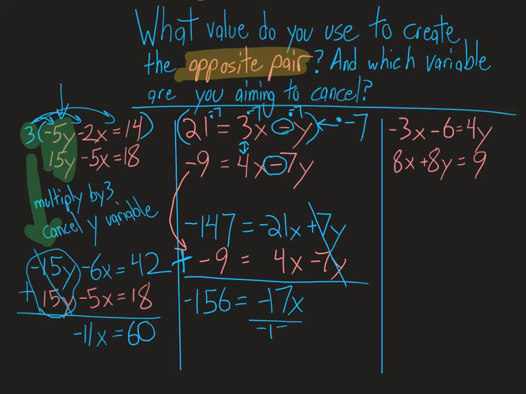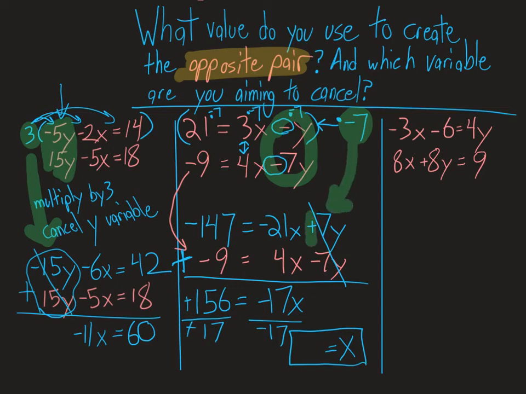This is just a practice problem to do this first part. But we can see how easy it is to solve for x. I don't know if 17 will go into 156, but you get the idea. Okay? And again, what I want you to notice is we looked right here to realize multiplying by a negative 7 is going to create this opposite pair, the elimination we need, and now we can solve the system. Let's do it one more time.